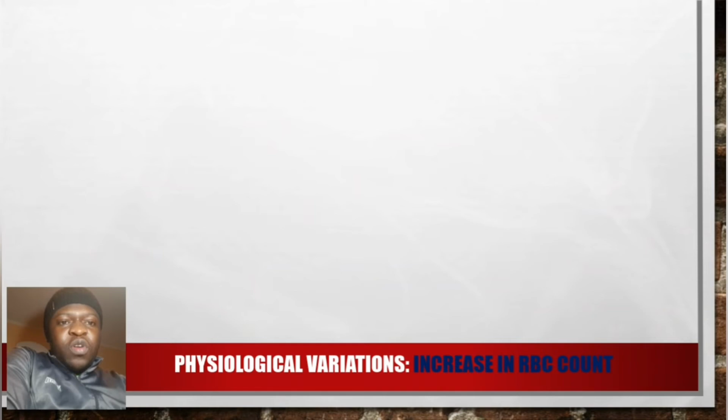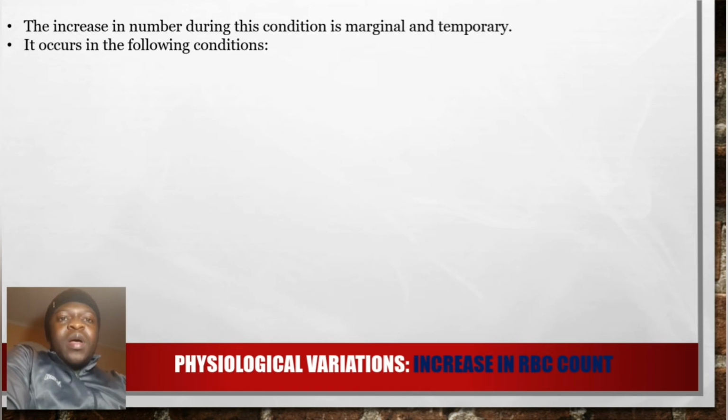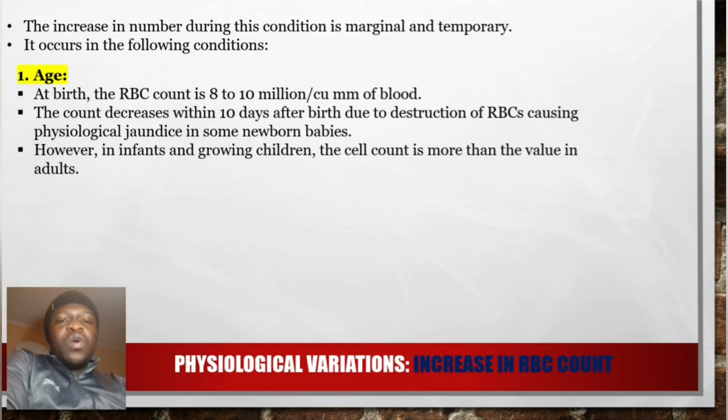Okay, let's start with a physiological increase in RBC count. The increase in the number during this condition is marginal and temporal, and it occurs in the following conditions. Number one, age. At birth, the RBC count is 8 to 10 million per cubic millimeter of blood. Then the count decreases within 10 days after birth due to destruction of RBCs, causing physiological jaundice in the new babies. However, in infants and growing children, the cell count is more than the value in adults.